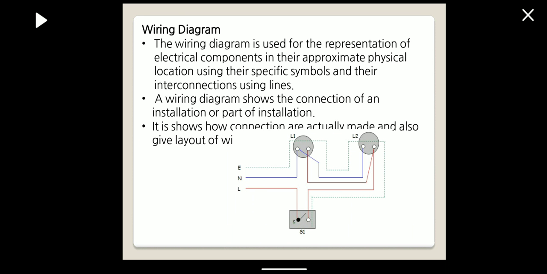The wiring diagram shows the connection of the installations and parts of the installation. It shows how the connections are actually made and also gives the layout of wiring. The wiring diagram shows E for the earthing, N for neutral, and L for line. L1 and L2 are the lamps, and S1 is the switch, and this one switch controls the two lamps.